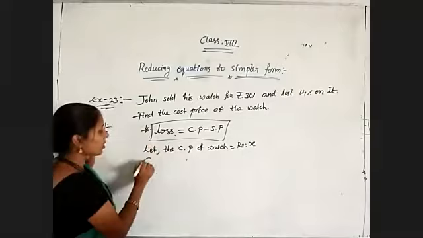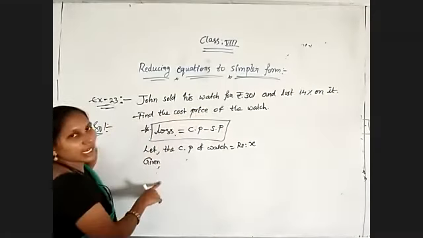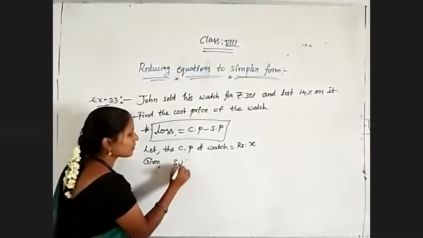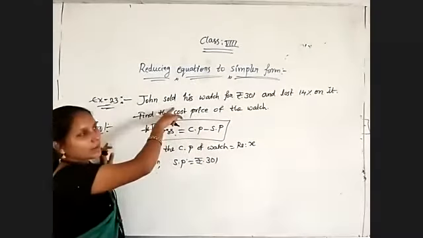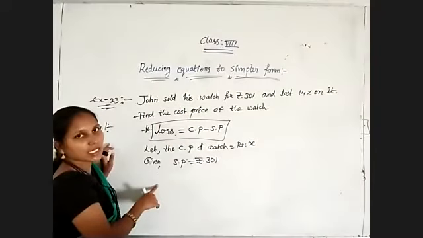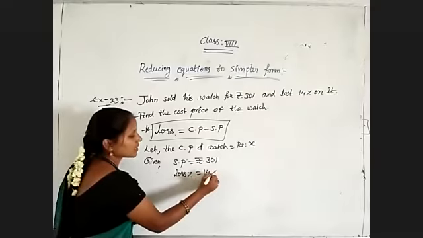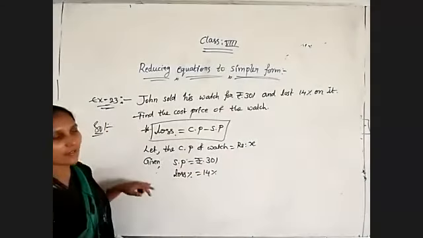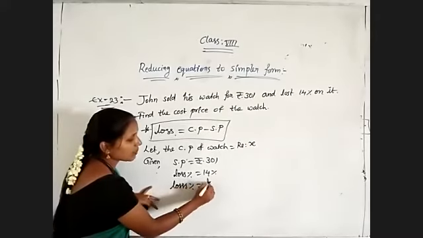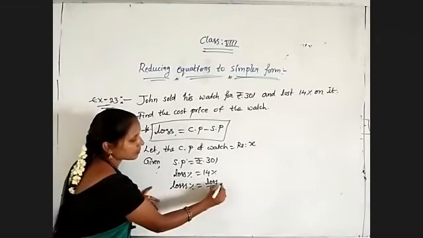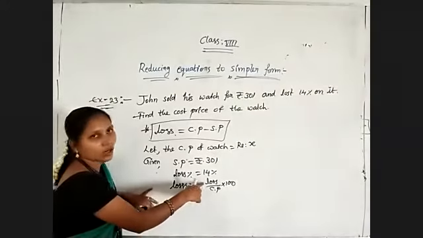Okay. And in the question it is given that he sold his watch for 301 rupees. That means SP of the watch is equal to 301 rupees. Sold is nothing but selling price. Loss 14% on it, that means the loss percentage is equal to 14%. Whenever loss percentage is given, the formula we have is loss by CP into 100. Here loss percent is given, so we need to find out loss.